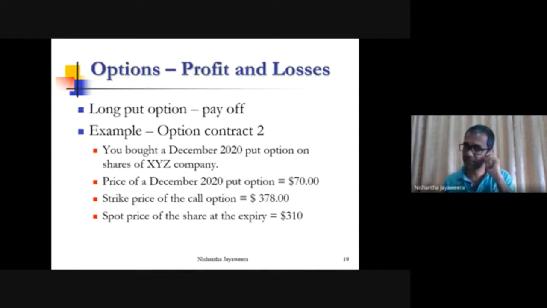Now think about a put option and try to draw the payoff and the profit diagram. You can use these figures just to get some idea, but it's not necessary to use these figures.